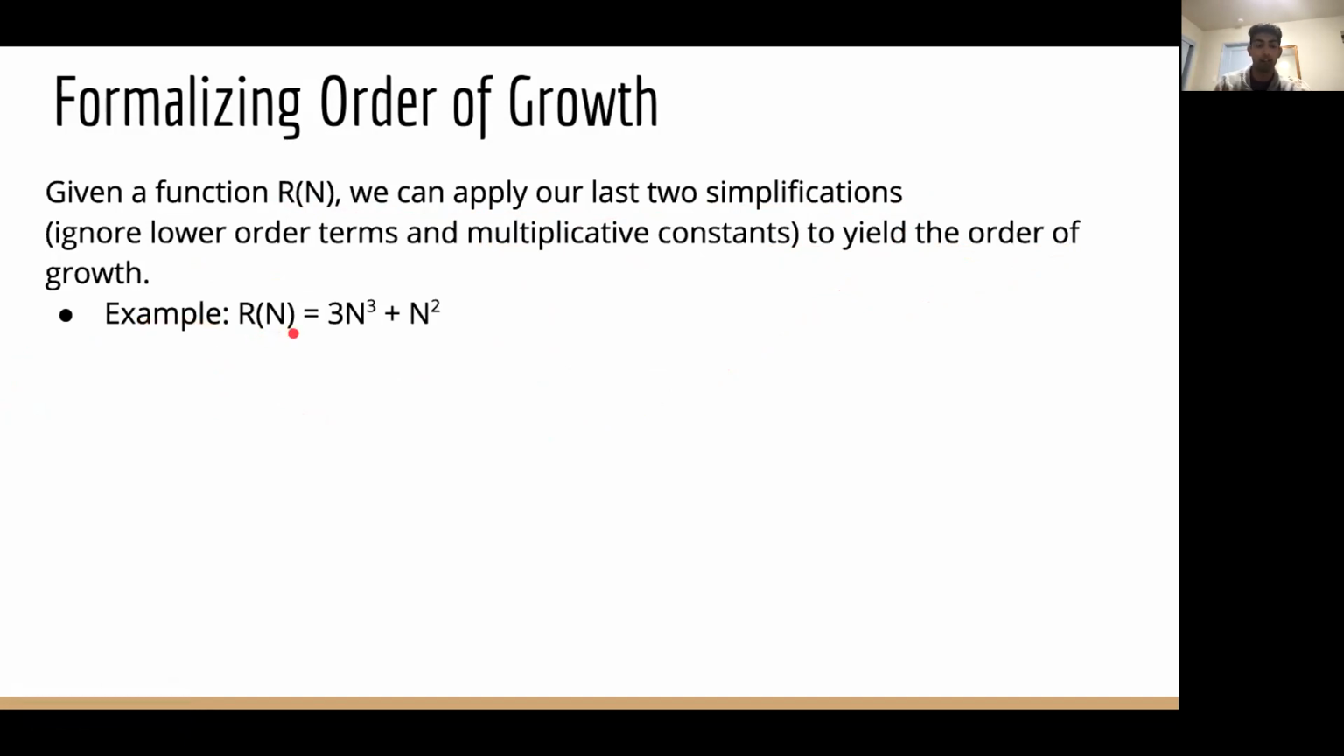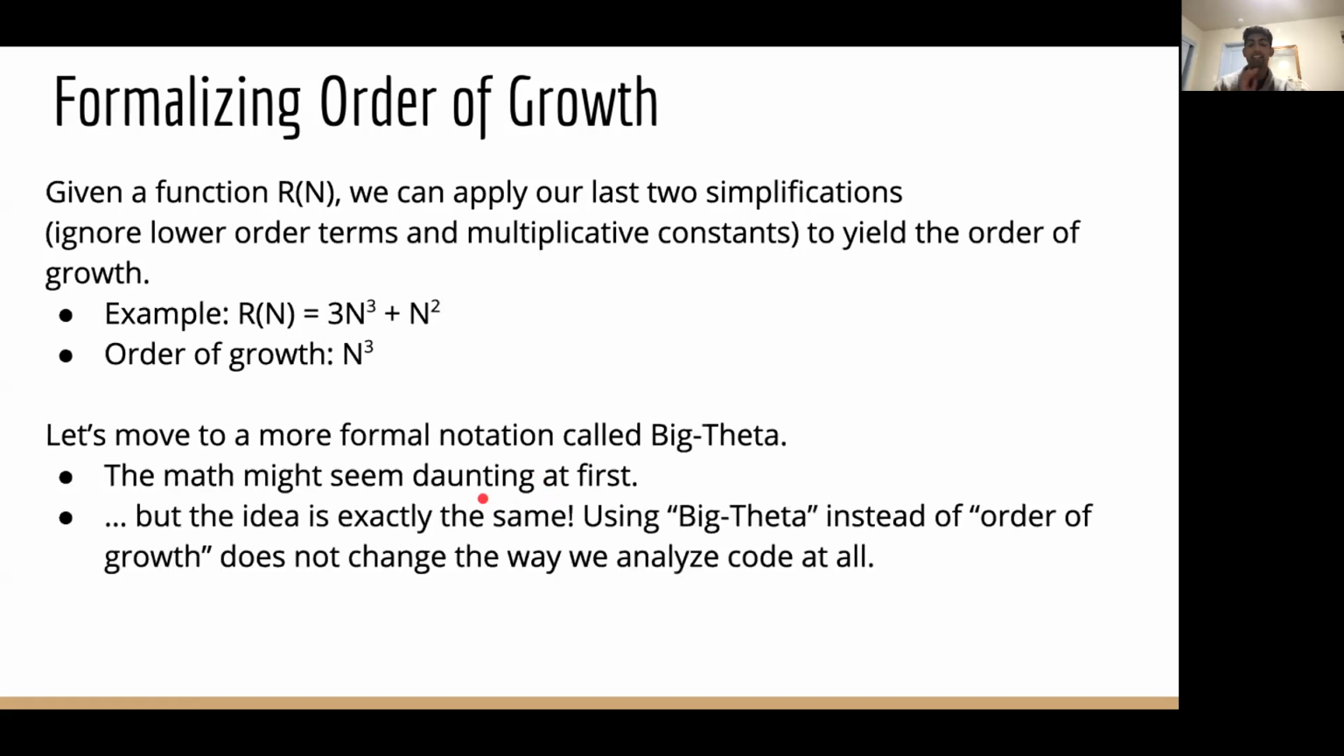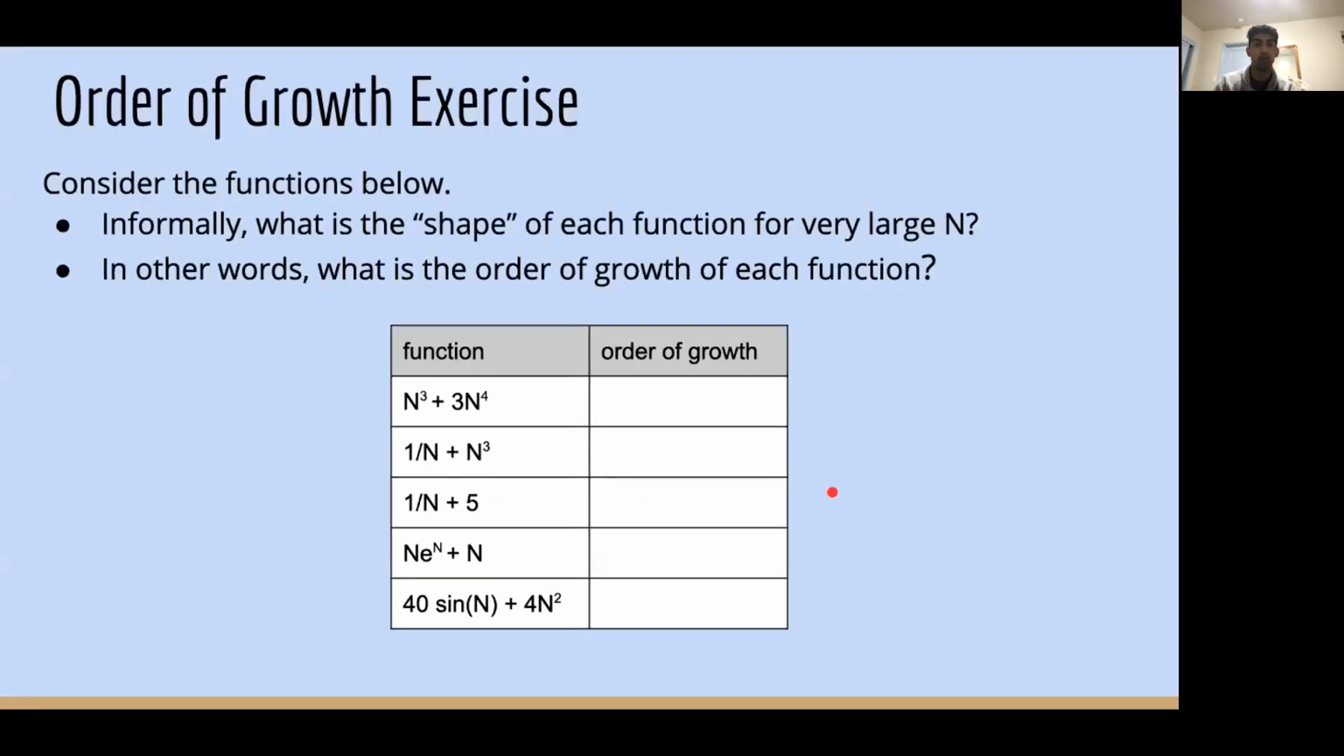For example, if we have some function r of n, which we can express using this formula, we can say its order of growth is n cubed as we get rid of this lower order term and we say pi by 3, right? Okay, so we're going to move to a more formal notation called big theta. Okay, and when we look at big theta, the math may seem a bit daunting, but the idea is exactly the same. What I mean by that is instead of using order of growth, we're just going to put in big theta.